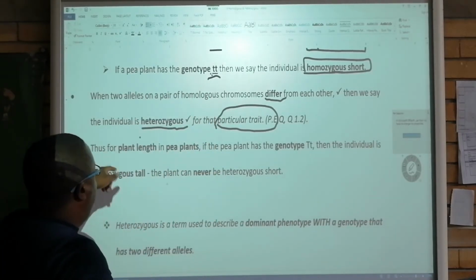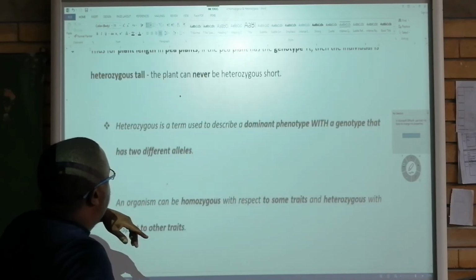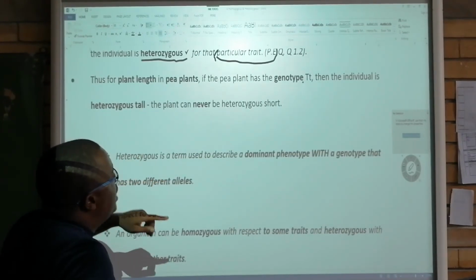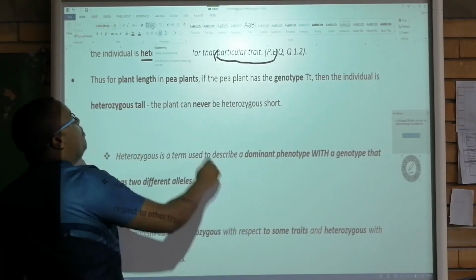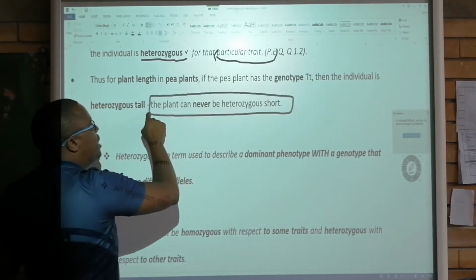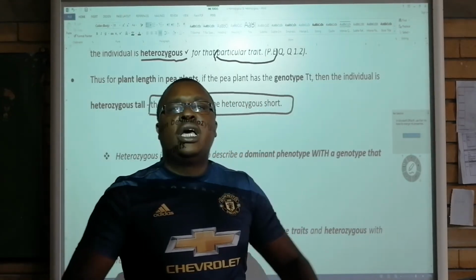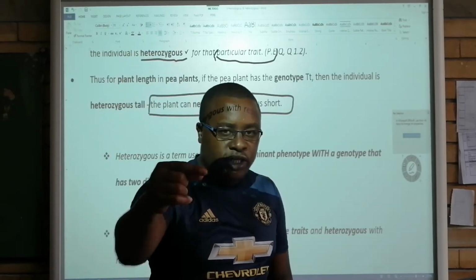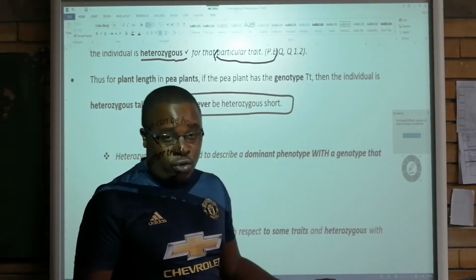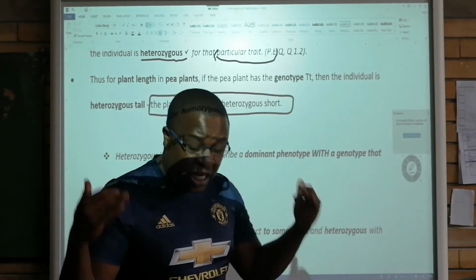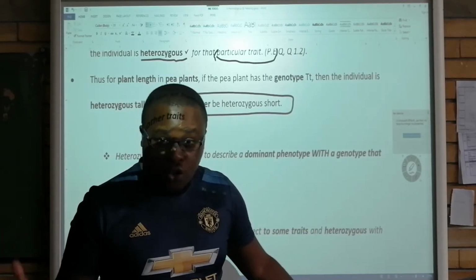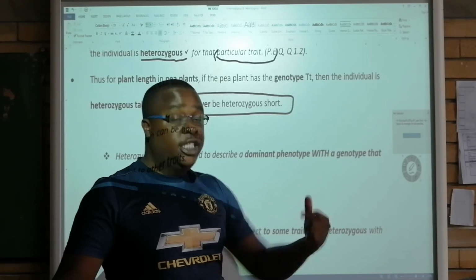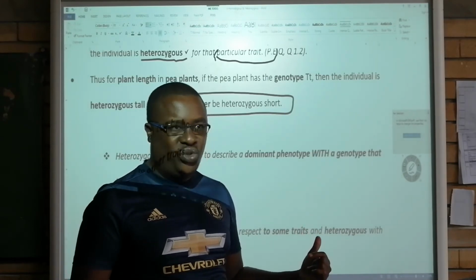So, thus, plant height in pea plants. If the pea plant has this genotype, then the individual is tall. Now, a plant can never be described as heterozygous short. You can't. Listen to this. You can say homozygous tall. You can say homozygous short. You can never describe this pea plant as being heterozygous short.